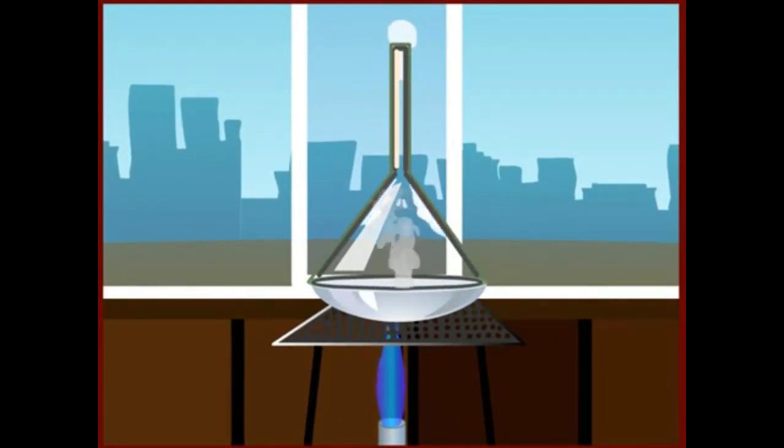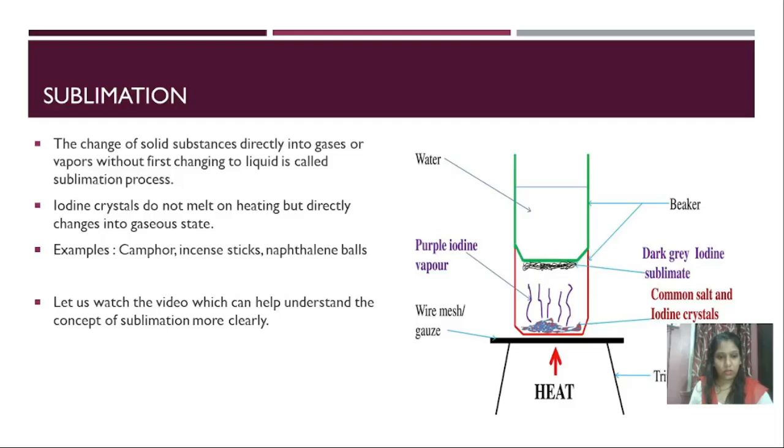Also, the vapors get cooled on the glass surface and are converted into solid form. Thus, we infer that ammonium chloride undergoes sublimation and hence is converted into vapor form directly. Also, the vapors when allowed to cool directly get transformed into solid state. I hope you all enjoyed the video and understood the concept of sublimation more clearly.